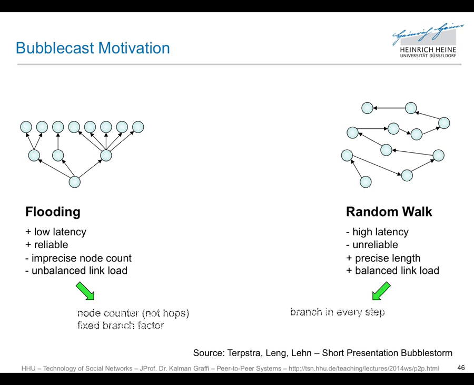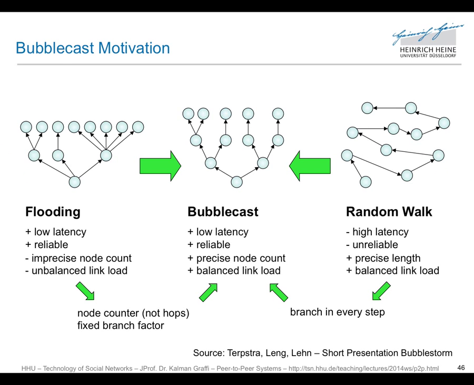Bubblecast tries to combine, from the flooding side, something like a node counter. So you want to control how far your Bubblecast reaches. And it uses a fixed branch factor to cover the unbalanced link load. It introduces, in comparison to random walk, a branch in every step, to combine the best of both worlds.